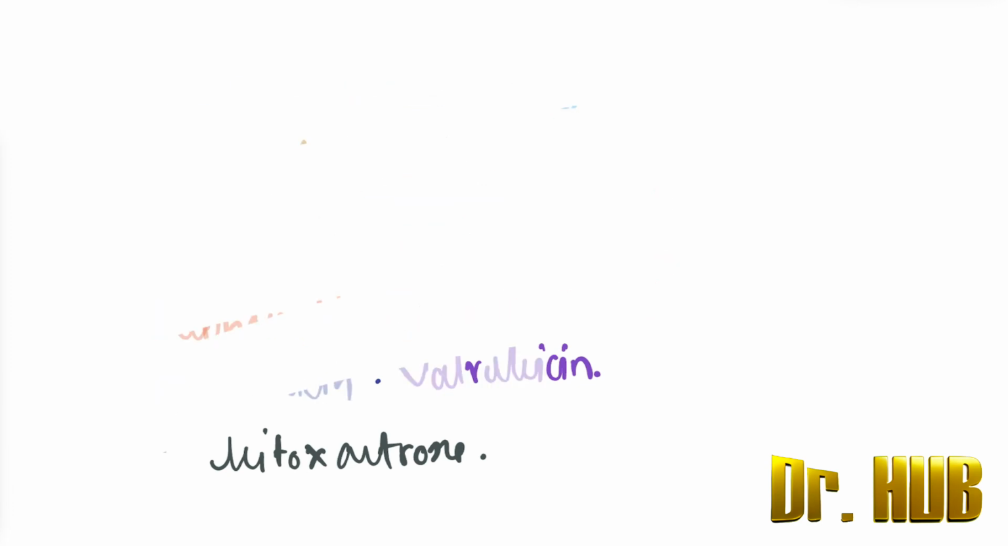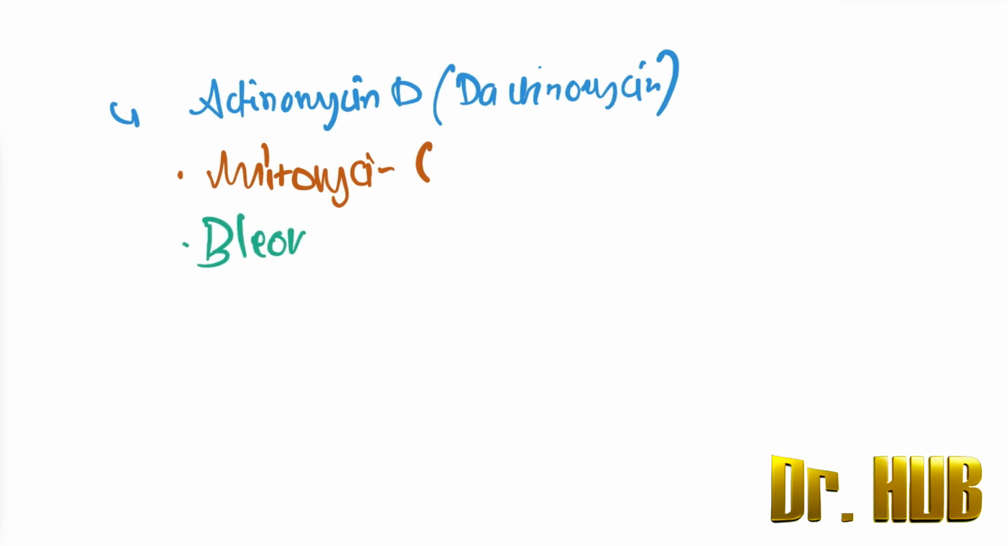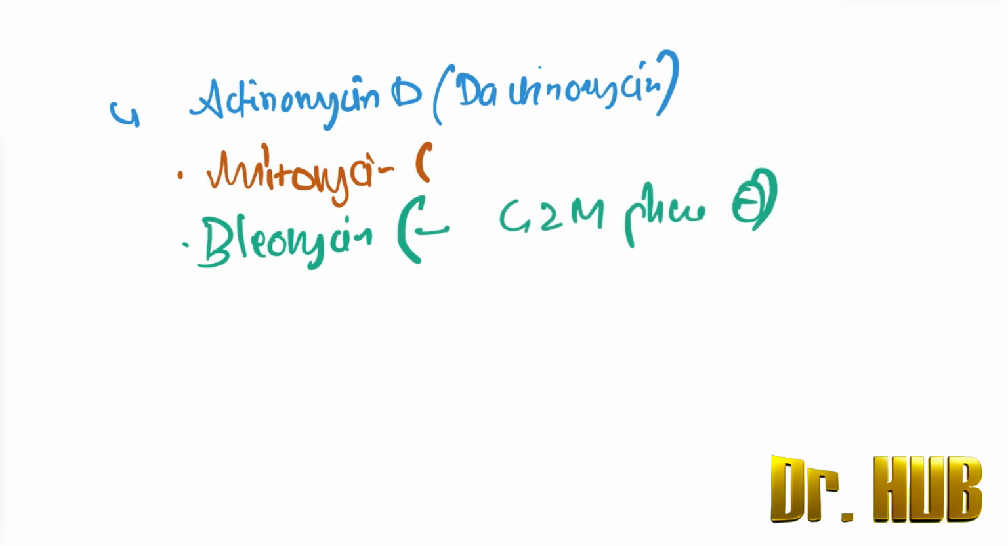So what are the other drugs? The other drugs include actinomycin D, that is nothing but dactinomycin. Then there is also mitomycin, which is mitomycin C. Then comes bleomycin, and it is a G2M phase inhibitor.